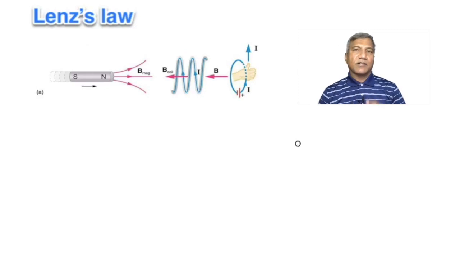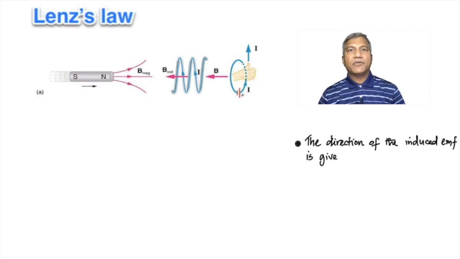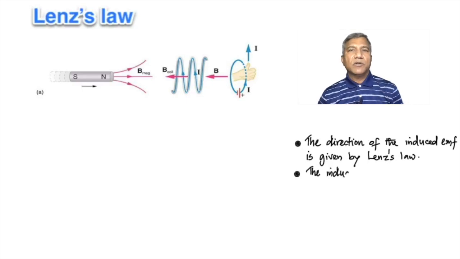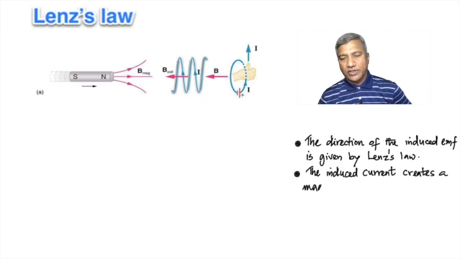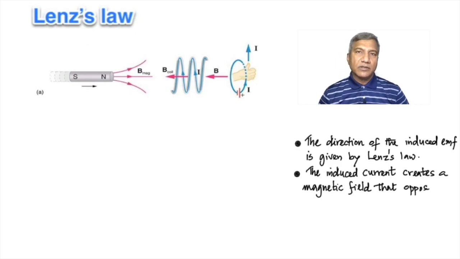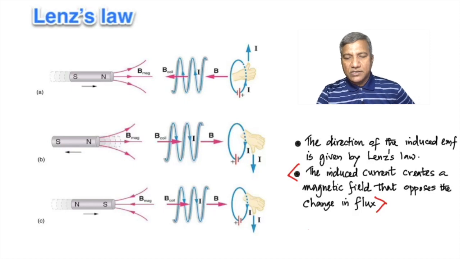But here is a second and third situation that's coming up, and we got to find the direction by the application of Lenz's law. So once again, the direction of the induced EMF is given by Lenz's law. And according to Lenz's law, the direction of the induced EMF is always such as to oppose the changing magnetic field. Let me read that. The induced current creates a magnetic field that opposes the change in flux. So that's Lenz's law.